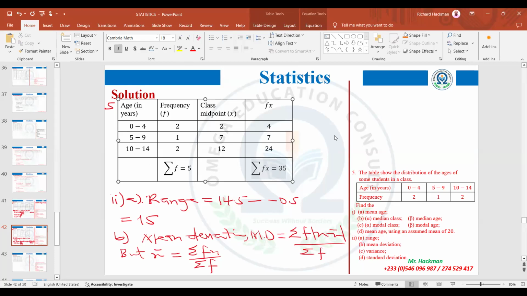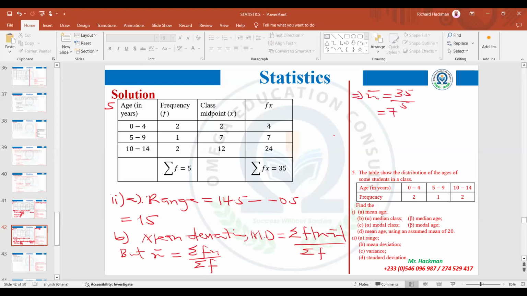So we are in a comfortable lead. At this point, we get our X bar, which will be equal to 35 over sigma F, which is 5. So that will give us 7. All correct. Once you know X bar, we know X minus X bar absolute. We are going to create a column for that as well.